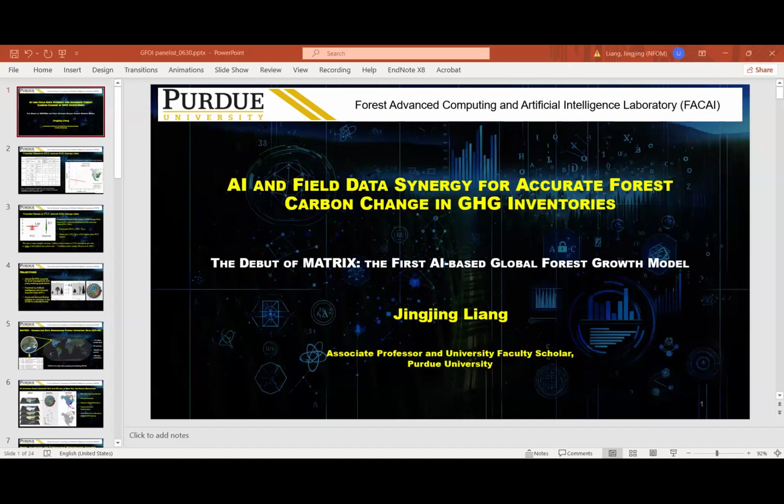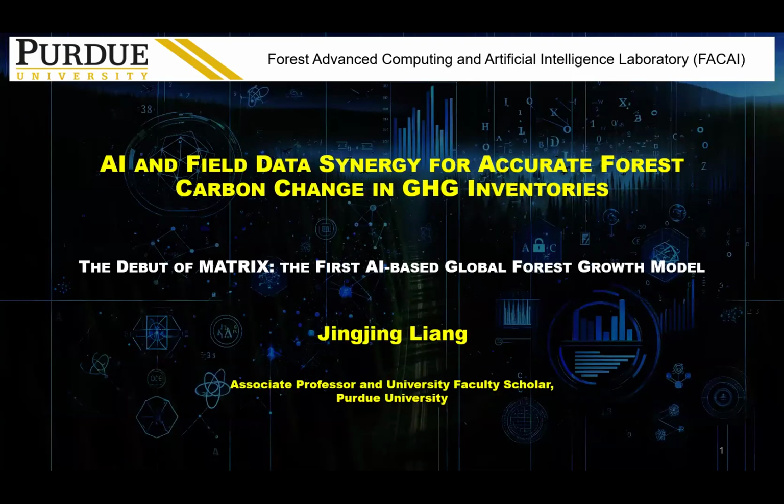So how about we switch on to our next wonderful presenter. It's my pleasure to introduce Jingjing Liang. He's a forest ecologist and associate professor at Purdue University, leading and coordinating several global efforts in large-scale forest modeling and biodiversity research. He's the principal developer of the matrix model, which I believe we're going to hear about, and a Purdue University faculty scholar, which is awesome. Anyway, take it away. Thank you very much, Robert, and thanks everyone for coming today.